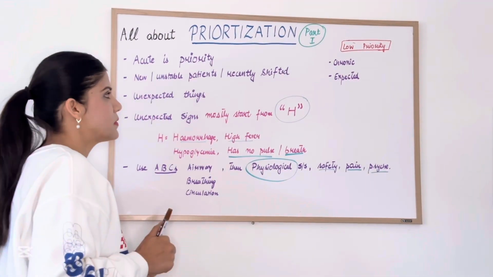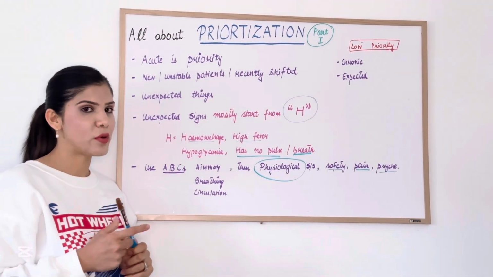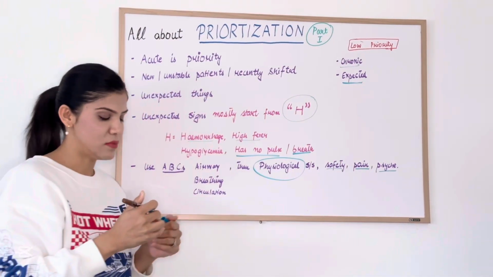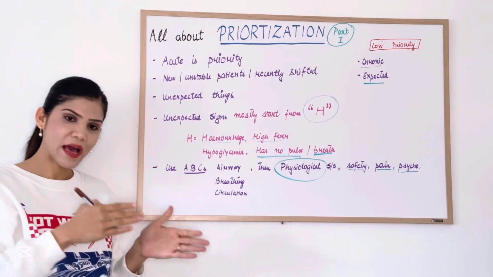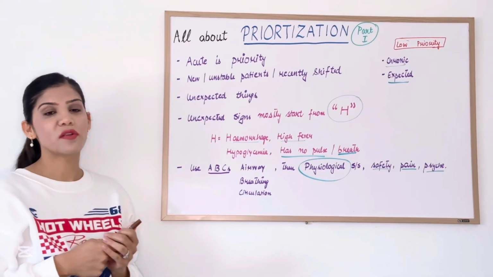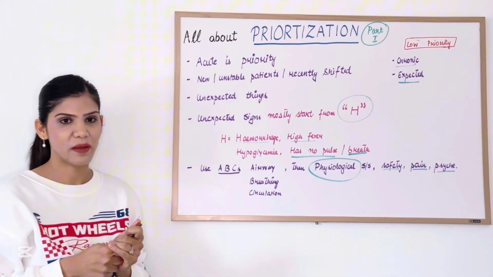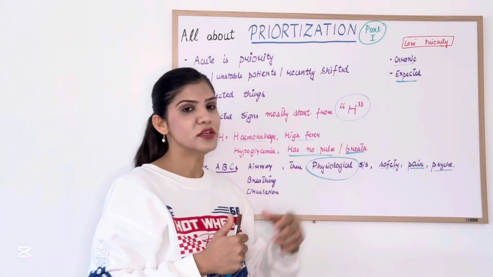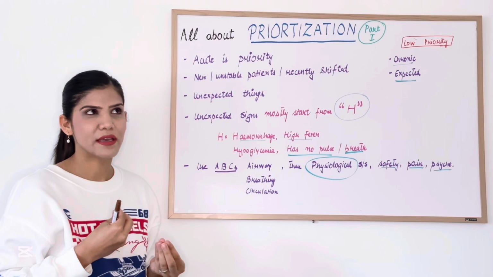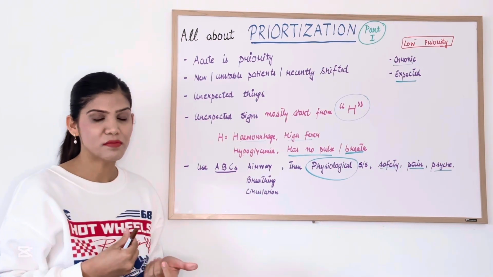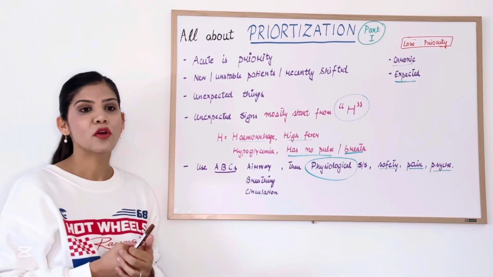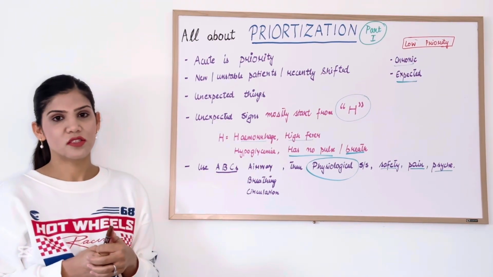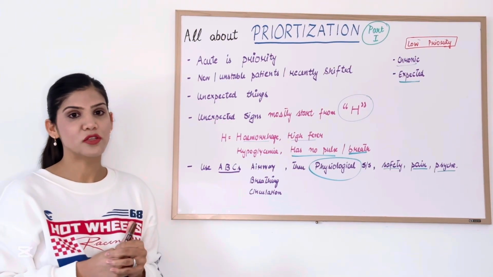Something which is of least priority: all the chronic conditions and expected signs and symptoms. So if you know the person has an infection, we know the person will have fever, and this is expected. So that is going to be the lowest priority. Other than that, chronic conditions like hypertension or diabetes mellitus and things like that, from which the patient has been suffering for years. Those are the chronic conditions, and they are of low priority to us.